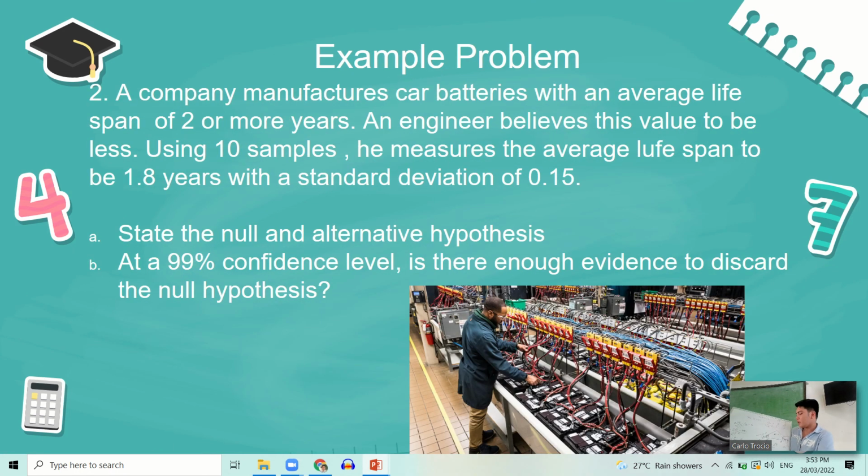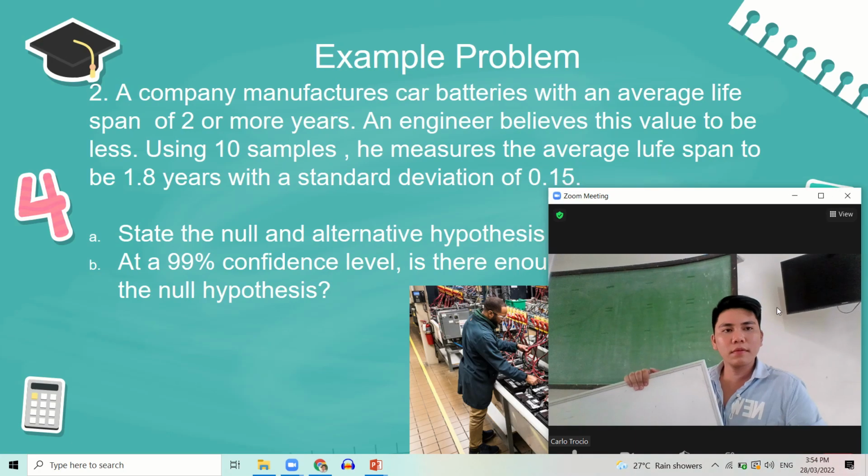Okay. Example number 2. Let me erase my writings while I am reading. A company manufactures car batteries with an average life span of 2 or more years. An engineer believes this value to be less using 10 samples. He measures the average lifespan to be 1.8 years with a standard deviation of 0.15. Let us list first the given. So what do you think is the null hypothesis?